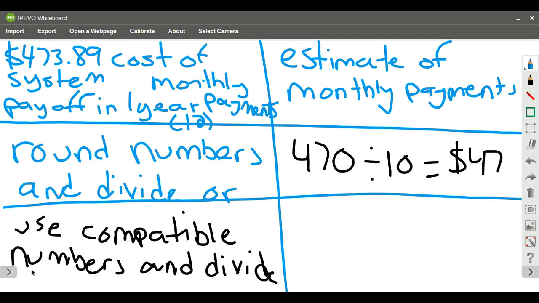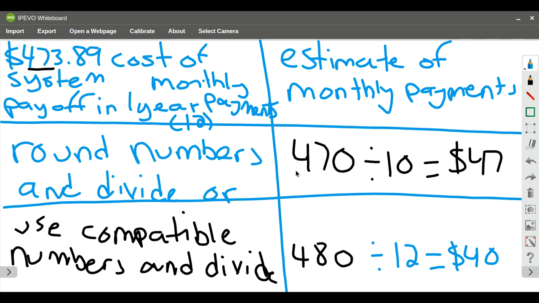When I look at compatible numbers, I'm going to stay with 12. I'm going to leave 12 alone, okay, because I know my 12 stacks. And I'm going to look for a value of 12 that's near $473.89. So I'm going to just underline the first two digits. So I'm looking for a math fact of 12 that's near 47. So a math fact of 12 that's near 47 is going to be 48. So I'm going to take 473 and I'm going to round it to 480. And when I do that and I divide, I'm left with $40.